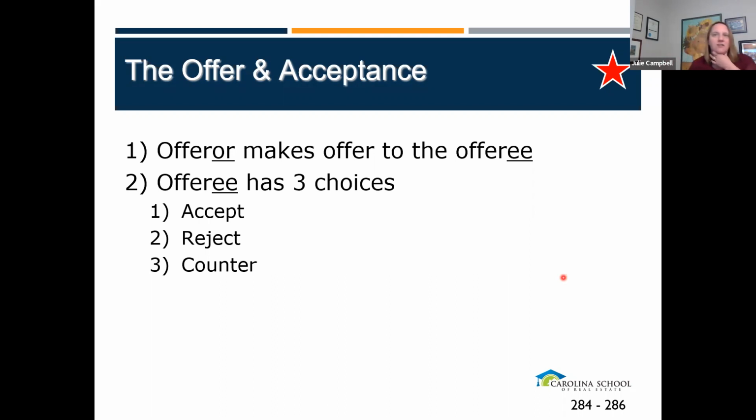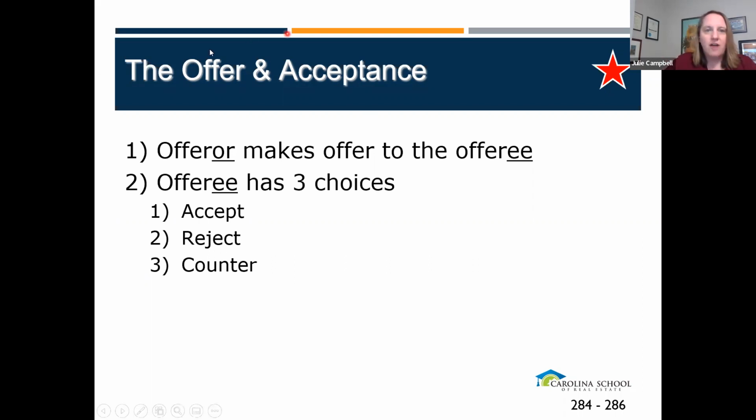Okay, so offer and acceptance. The offeror makes the offer to the offeree. The offeror is the giver of the offer. The offeree is the receiver of the offer. The offeree always has three choices. You want to rattle them off with me? Their three choices are to accept, reject, or counter. The offeree always has three choices.